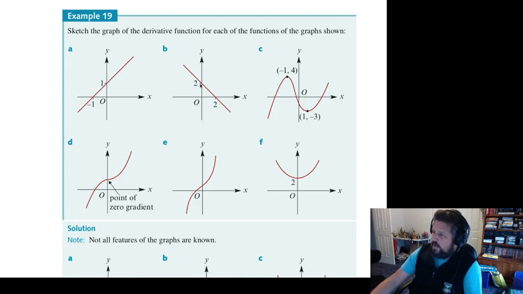Likewise here, it's got a run of 2 and a rise of -2. Rise over run is -1.